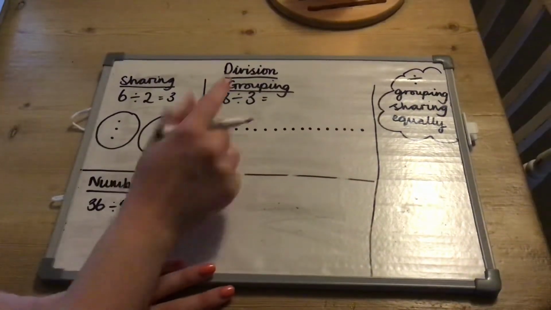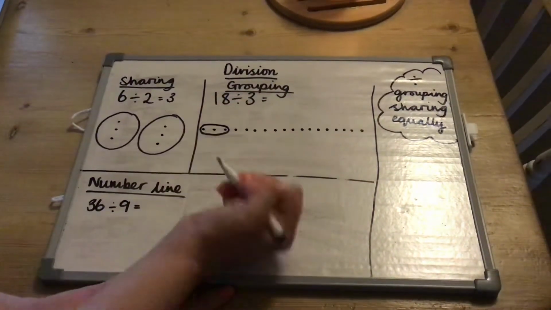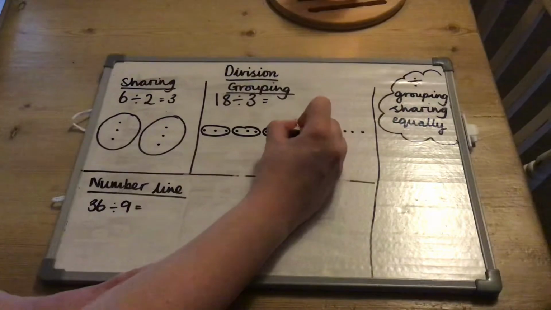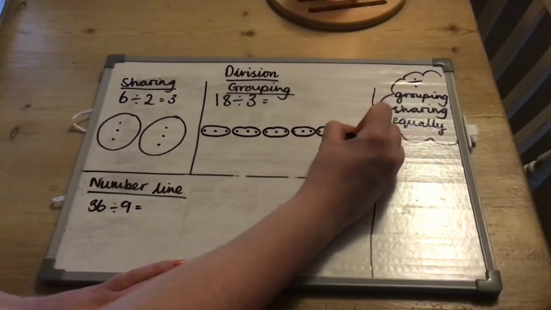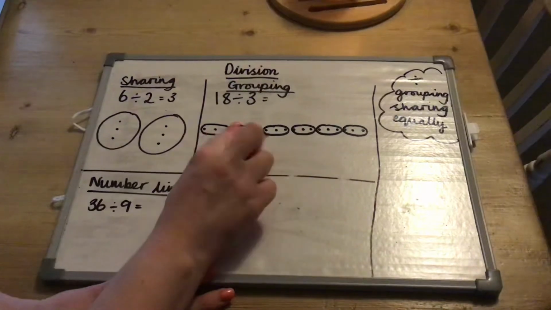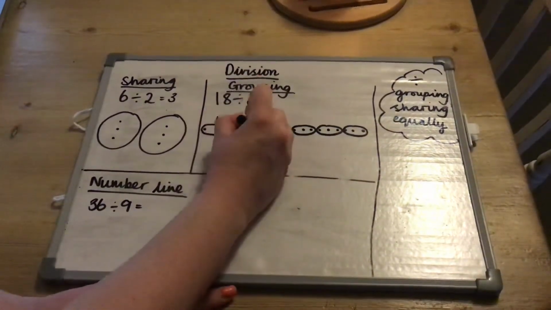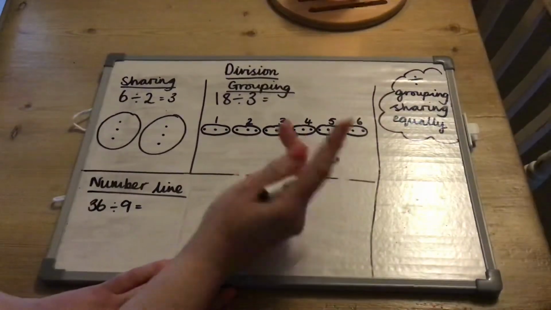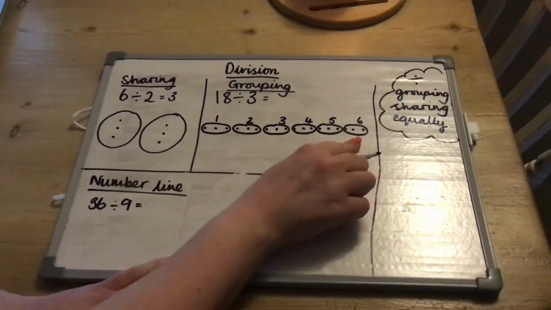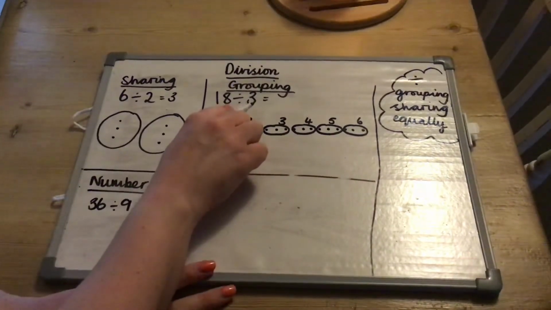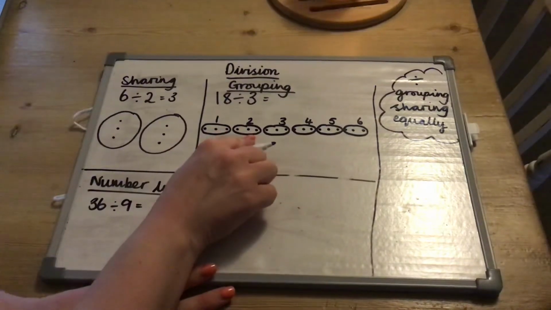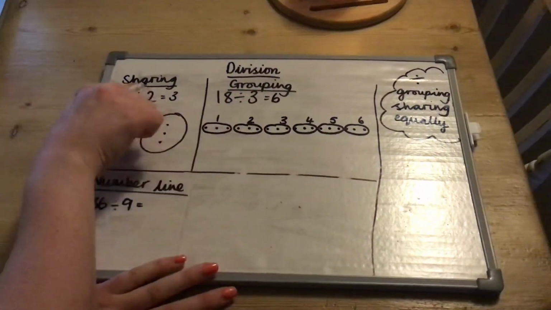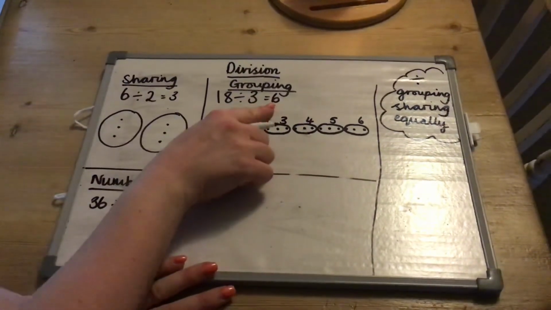And now what I'm going to do is put all of these dots into groups of 3. So I'm going to start off here. There's my first group of 3, my second group of 3. I'm going to keep going until I've got no dots left. And there we go. Now I'm going to count up my groups: 1, 2, 3, 4, 5 and 6. Because I've got 6 groups, I've made 6 equal groups from 18 dots grouped into 3s. That means that my answer must be 6. Now, if I had used the sharing method to solve this problem, I'd still get the answer of 6.